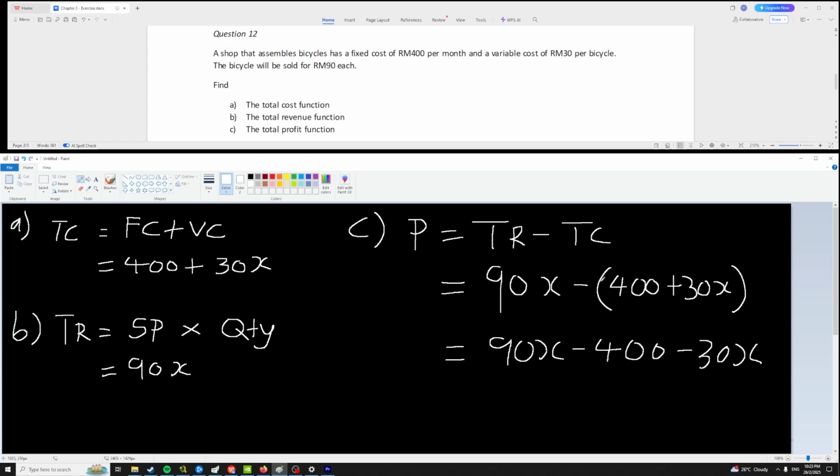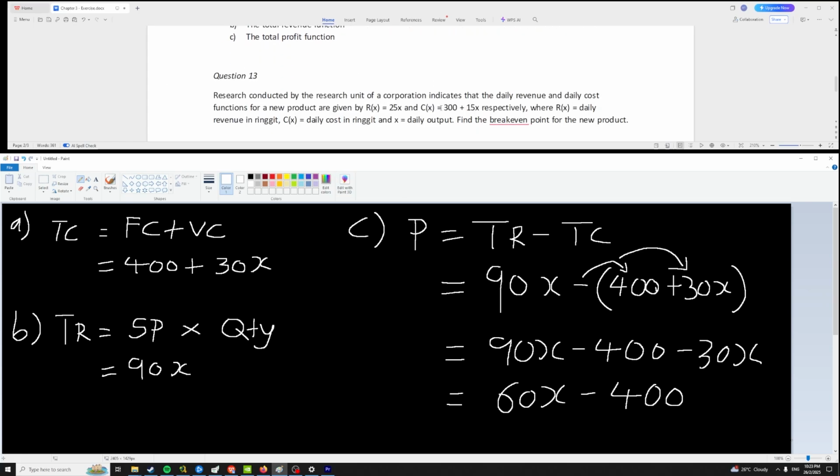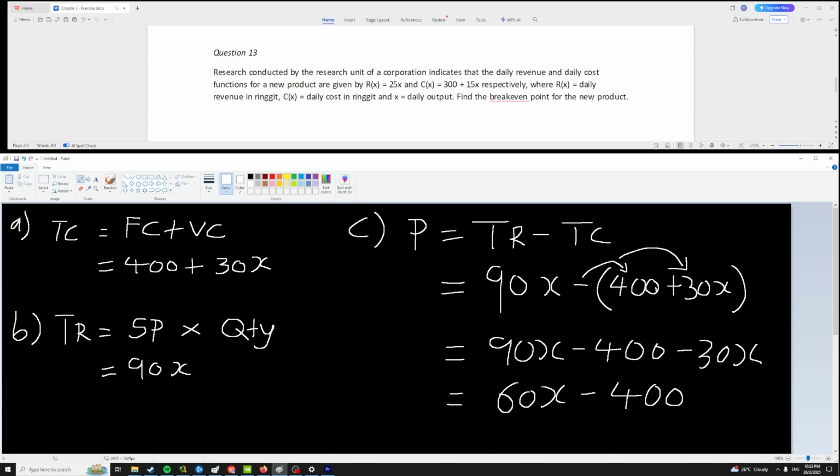We expand it, opening the bracket by multiplying the negative to each term inside, hence we get negative 400, negative 30x. Then 90x minus 30x gives 60x, minus 100. So that is the simplified version of the function, and that is the answer for question number 12. Moving on to the next one, question 13.